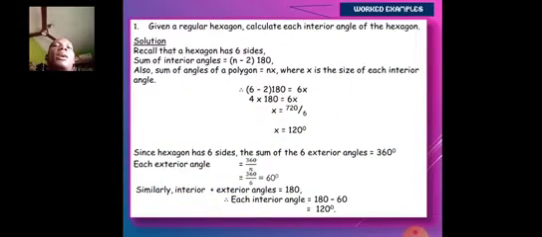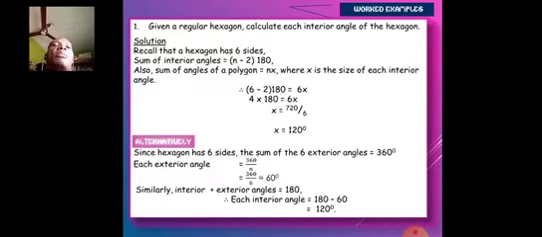Question 1 says, given a regular hexagon, calculate each interior angle of the hexagon. You will recall that a hexagon has 6 sides. Putting that into the formula (n minus 2) times 180, that will be (6 minus 2) times 180 equals number of sides times each angle. Solving that will give 120 degrees.